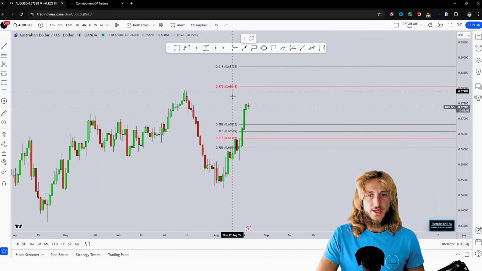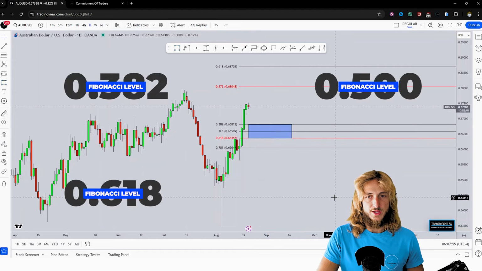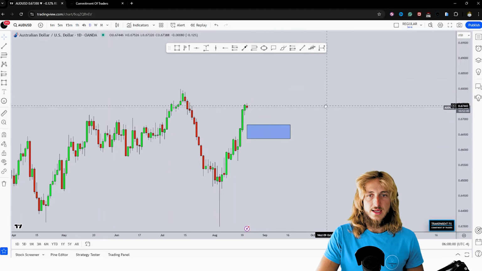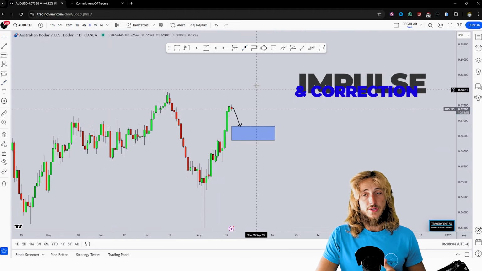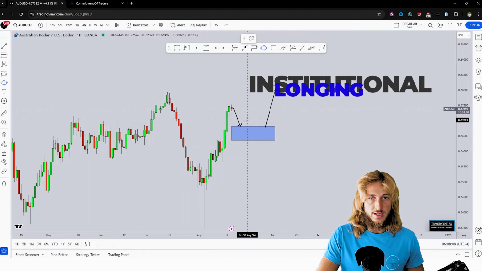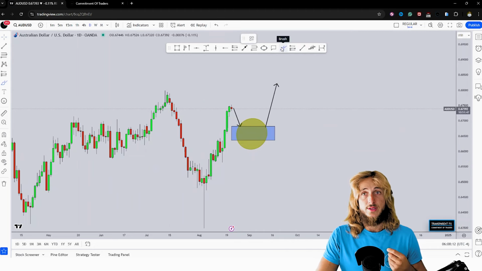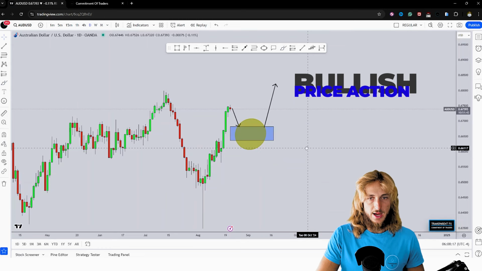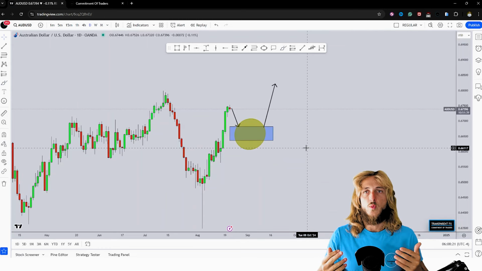And if we do that, we can see how we have the 0.382, 50% and 0.618 Fibonacci retracements all lining up exactly in this area, meaning that if the market here will provide a correction to this zone, there is a good probability of seeing some more institutional longing inside of this area. And at that point, this could definitely further increase the probabilities of a potential rejection to the upside away from this level. So if the market will correct to this zone, what would I expect?